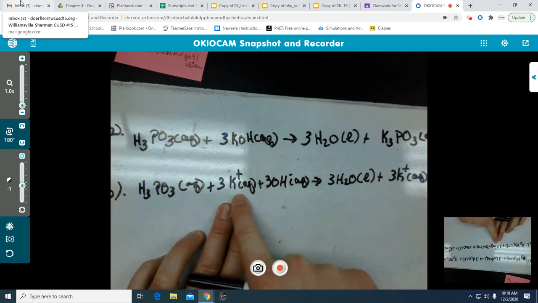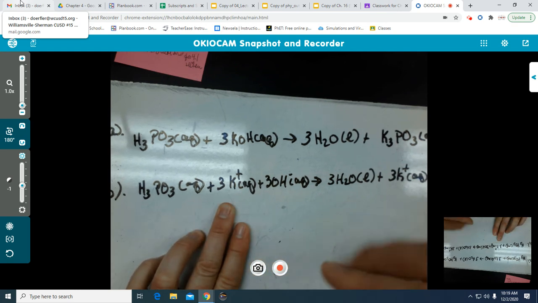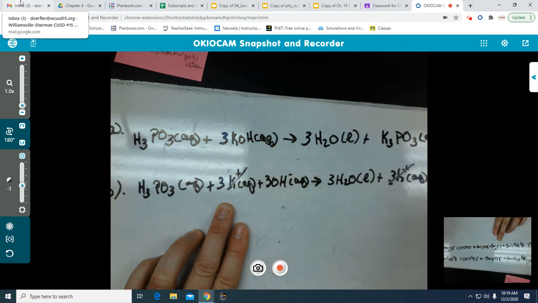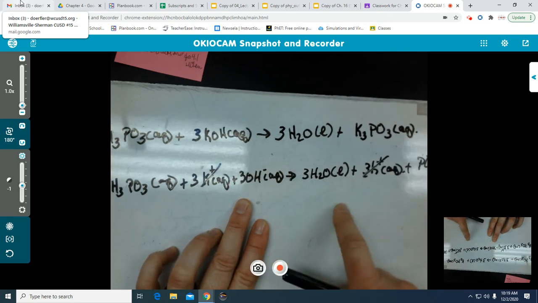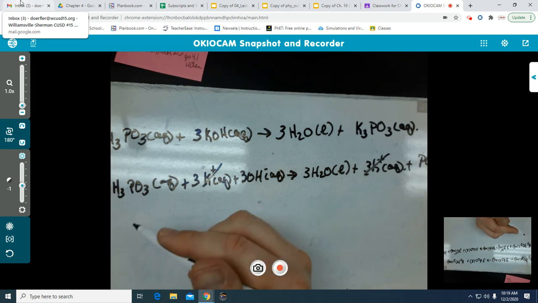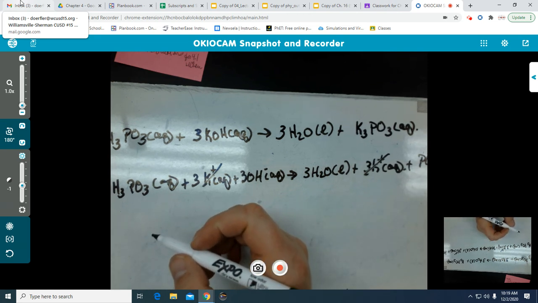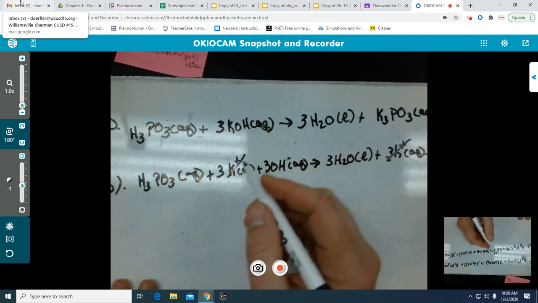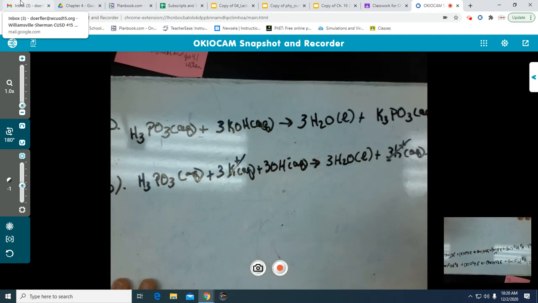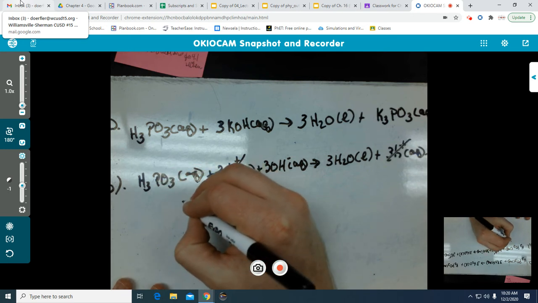So we're going to keep that. 3K+ is found on both sides, so that gets crossed out. And 3OH− is not found on both sides, so it's going to stay the same. So if we are going to write a net ionic equation, we rewrite it keeping what we have left over.